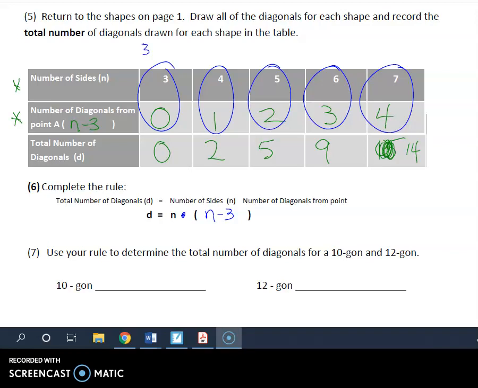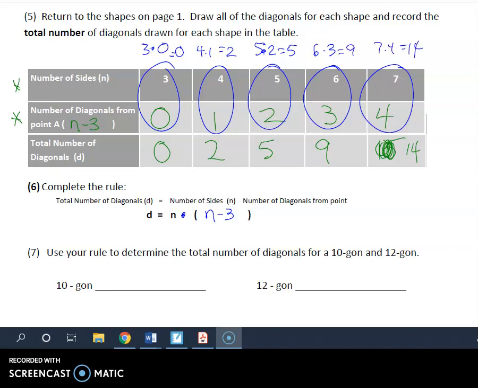So the first answer is 3 times 0, and we still have to do something to that to get a final answer of 0. Whatever we're doing, we have to come up with a rule that works for all of them. So 4 times 1 definitely isn't 2. We have to do something to that answer to get to the final answer of 2. Same thing here. 5 times 2 is not 5. And 6 times 3 is not 9. And 7 times 4 is not 14.